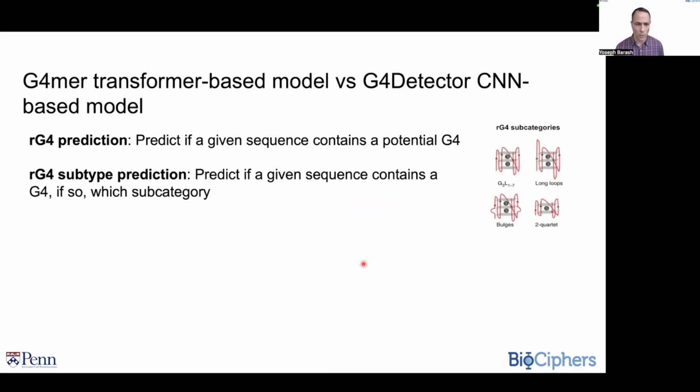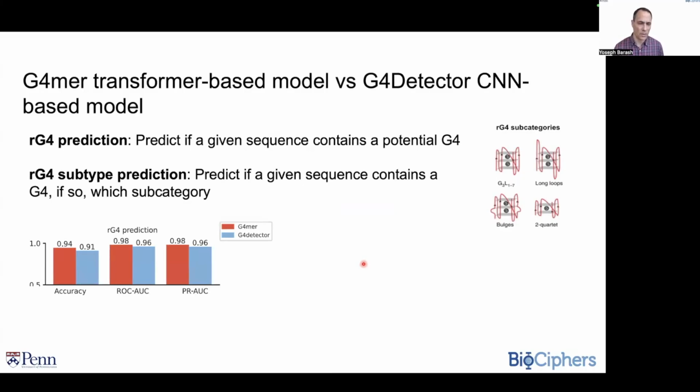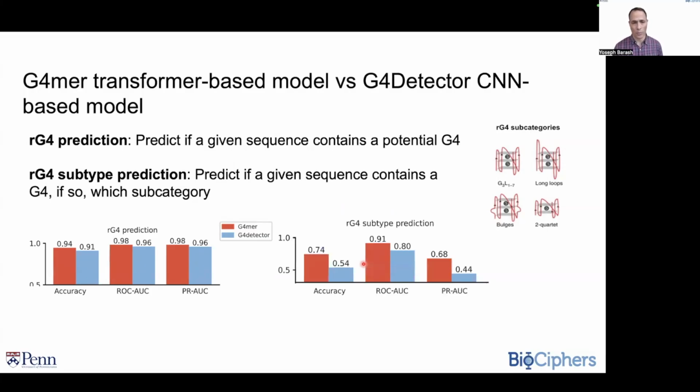And how well did we do? We evaluated extensively against other algorithms. This is the latest and greatest that was published before. This is a CNN-based model, and we can see some improvements in just predicting whether an RG4 is there, yes or no, based on this specific data set on the high throughput RT-stop. But when we're trying to predict subtypes, there is a big difference, potentially because the CNN is not as good at identifying those connection or structural elements.